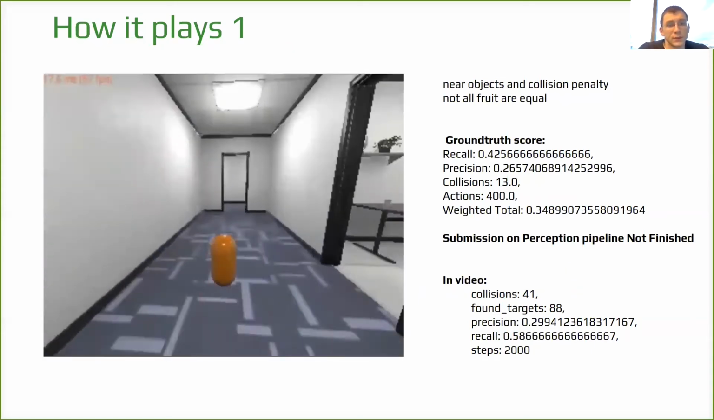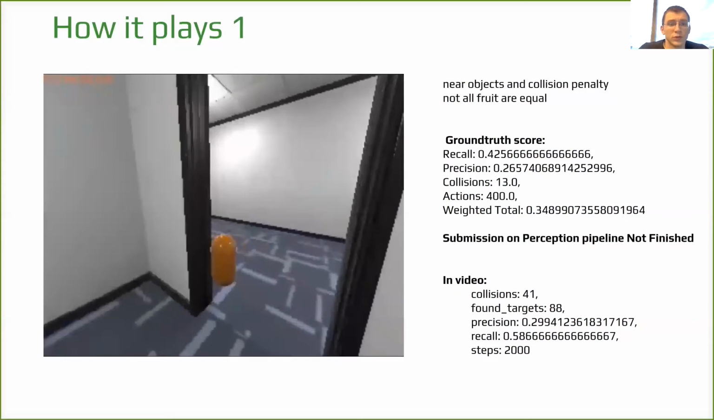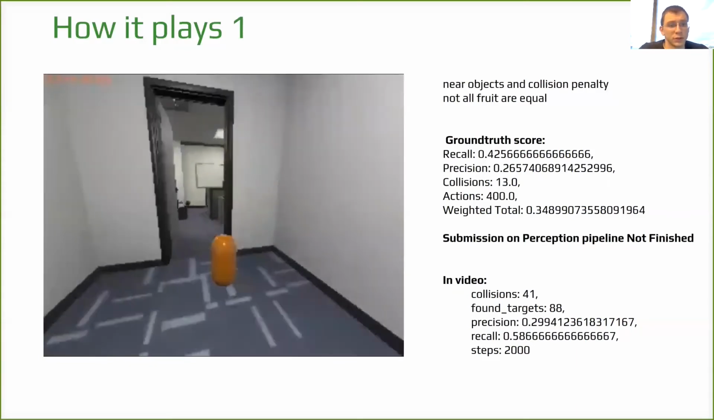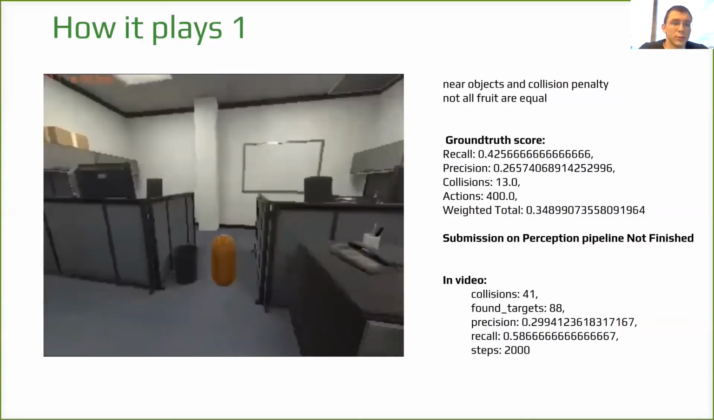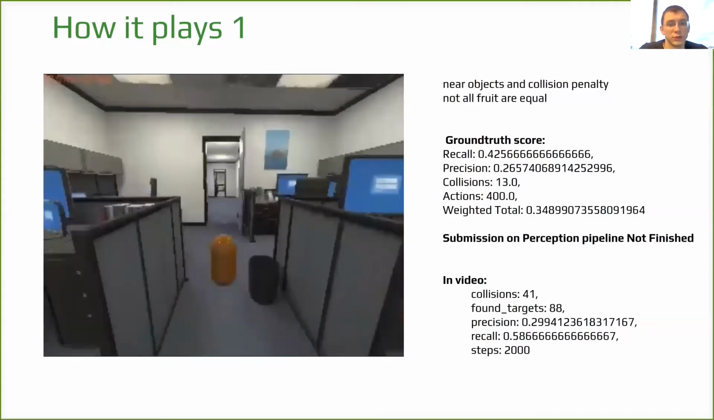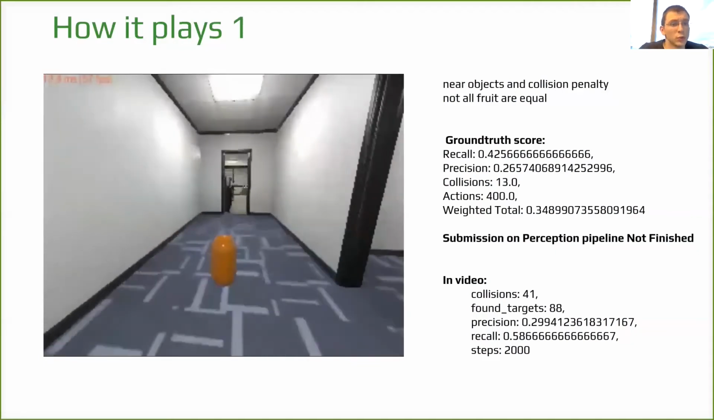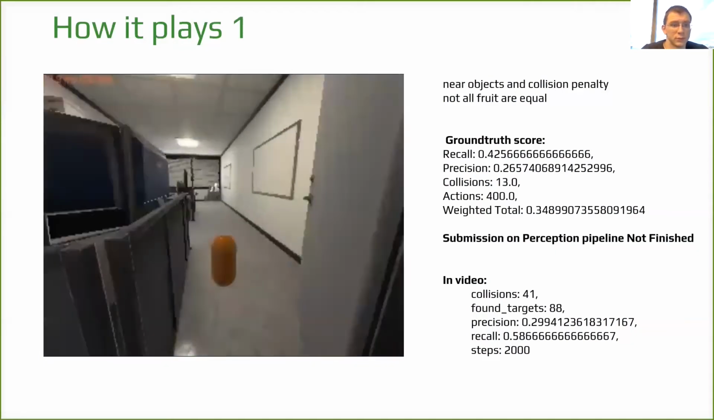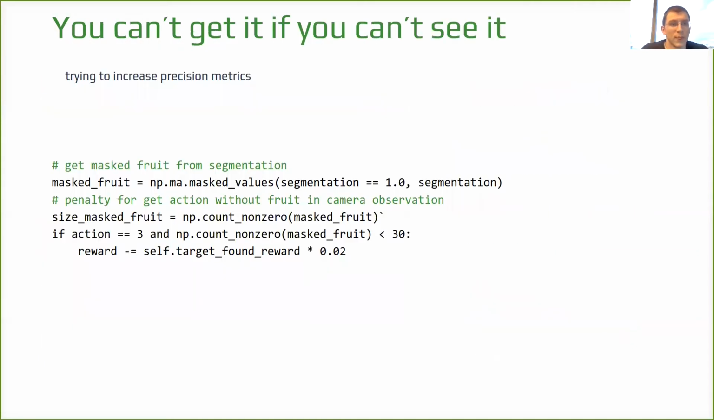On this slide, you can see the agent that was trained with the previously mentioned reward function. It has quite good metrics in recall and collisions, but terrible in precision. So we decided to improve it. We added a new penalty. The main idea is to give a penalty if the agent tries to collect a fruit though it isn't in the field of view of the agent. For this, we used binary masked semantic segmentation.